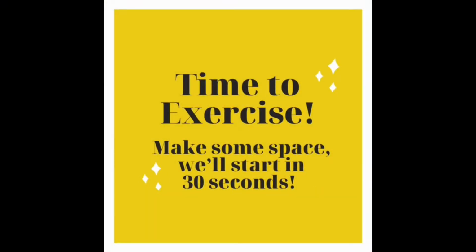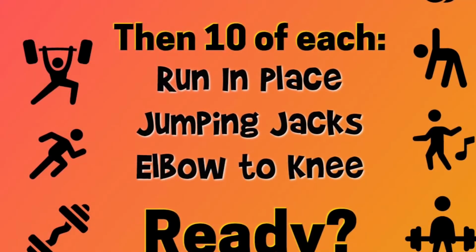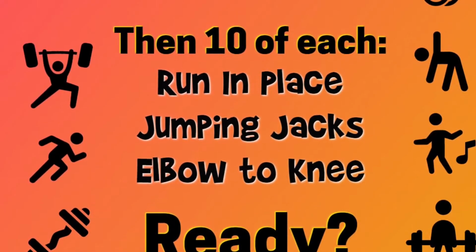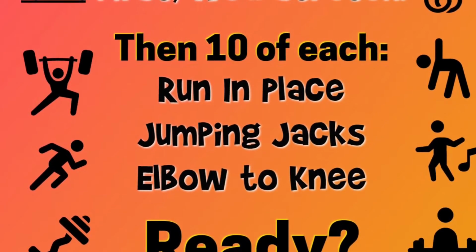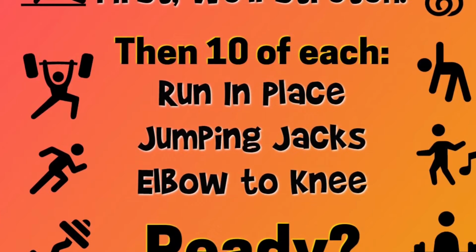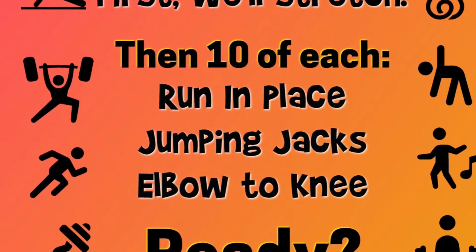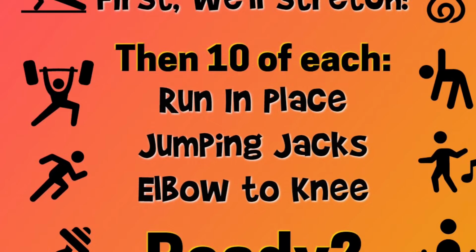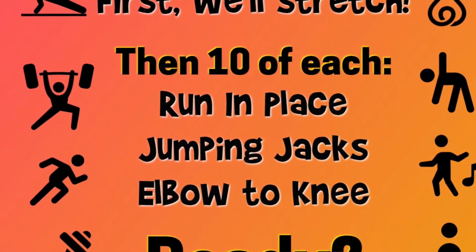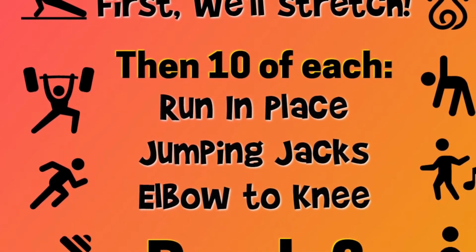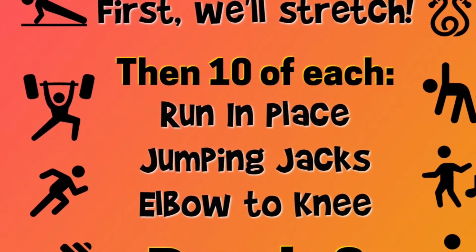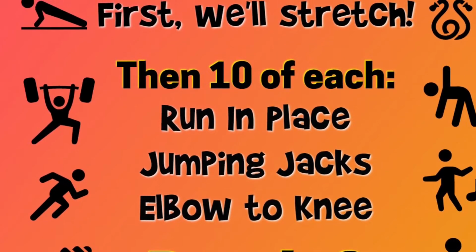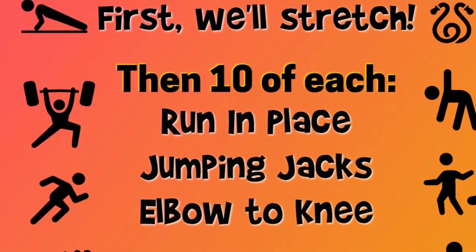All right, it's time to exercise. Are you ready? We'll start in 30 seconds. We're going to warm up with some stretching. That's always a good idea. And then we need to go ahead and do 10 of each. We're going to run in place. We're going to do 10 jumping jacks. We're going to do 10 elbows to knees. If you're not sure what those are, just follow along with the video. We're going to show you how it works. Just a few more seconds, so get up, get some space, call your friends and family in to exercise with you, and let's get started.